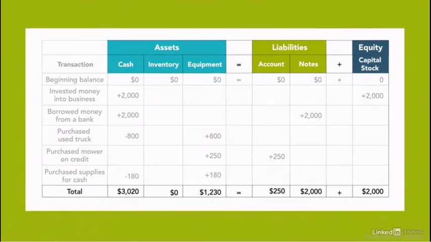The accounting equation now shows that we have assets totaling $4,250 if we add up all the asset accounts, liabilities of $2,250 if we add up all the liability accounts, and owner's equity of $2,000. The amount of our assets exactly equals the amount of our liabilities and owner's equity.